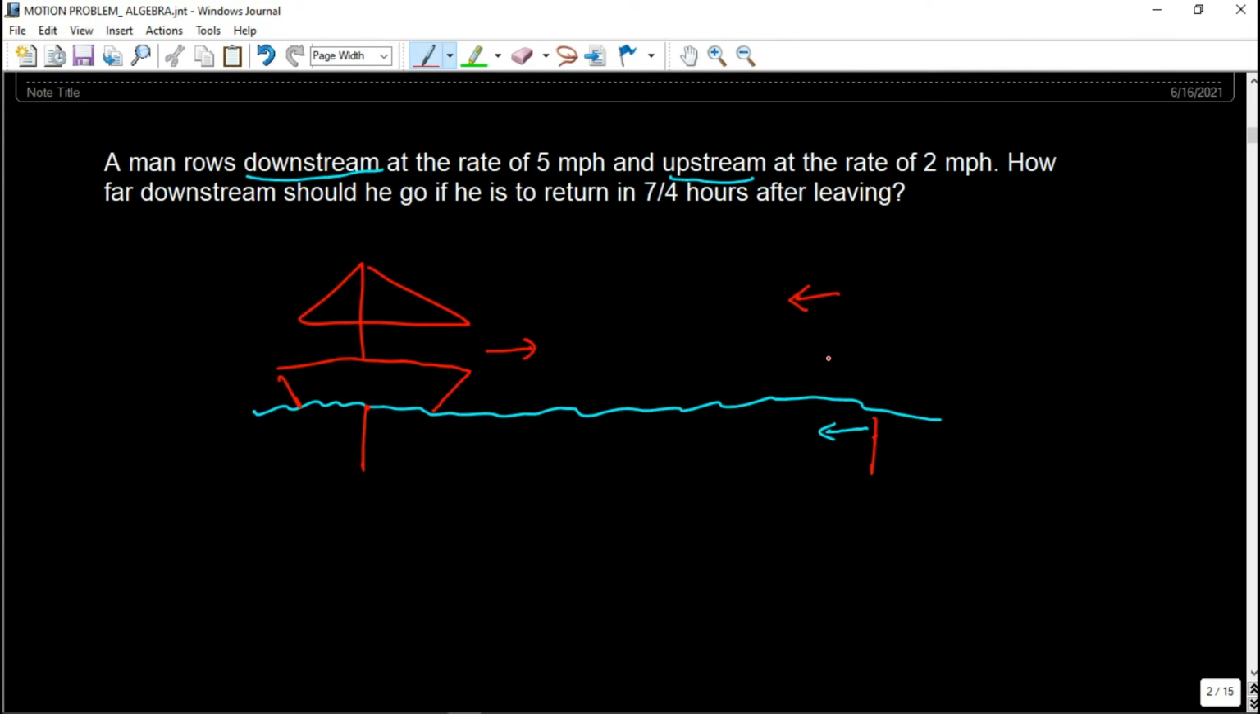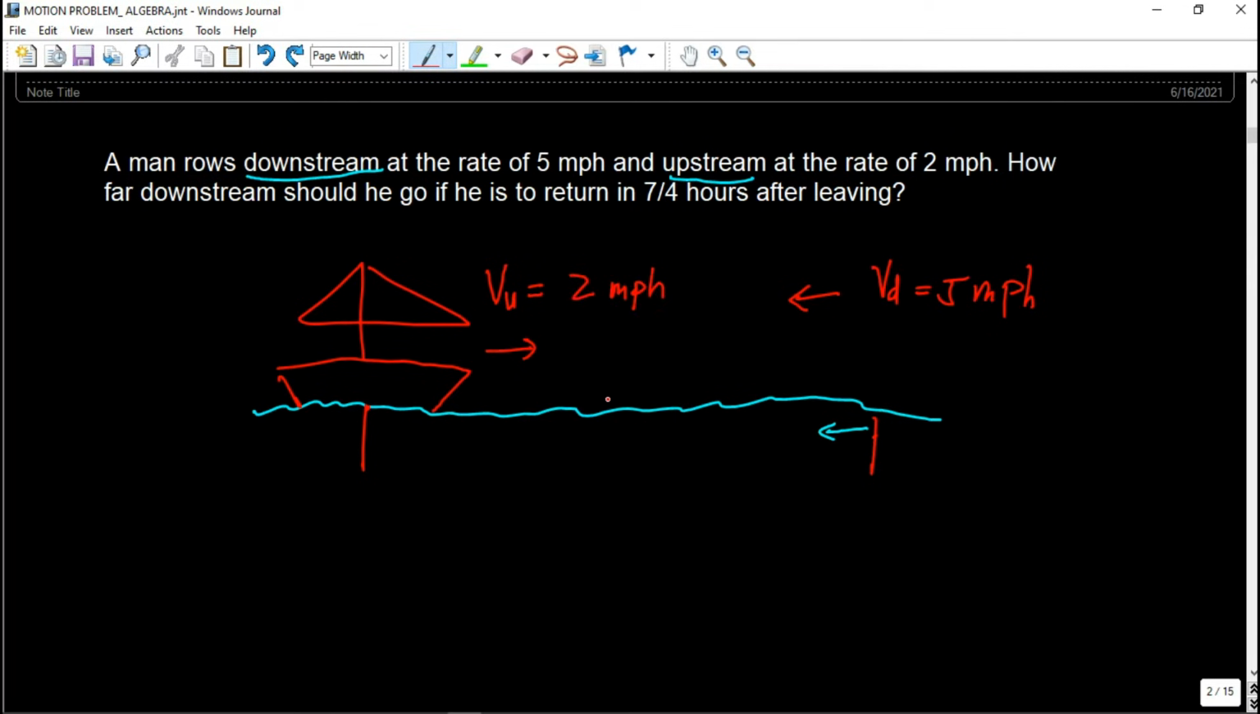So if this is the case, this is V sub downstream, which is 5 miles per hour. When going downstream, the direction of movement of the object is the same as the direction of the current or the waves. Now, going this way, the boat is opposing the current. So this is upstream, and the upstream speed is 2 miles per hour.